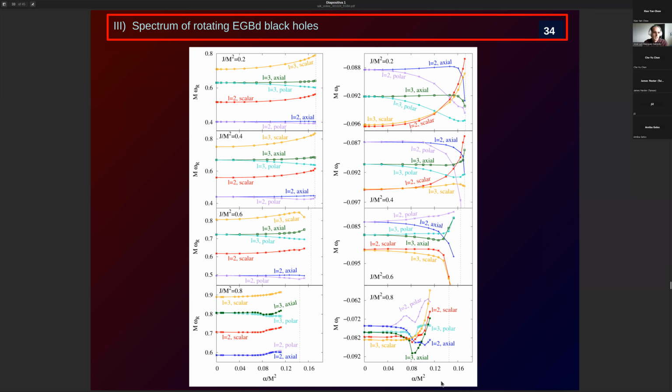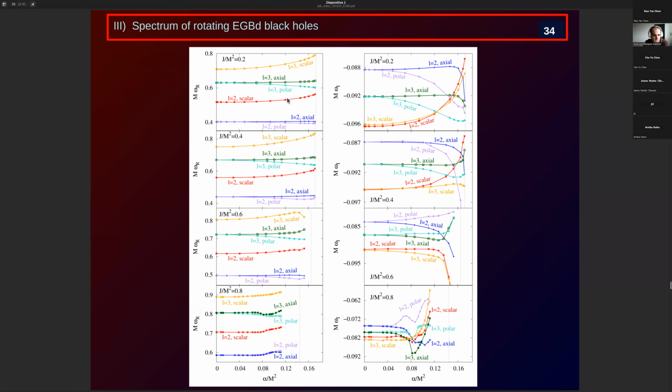Okay. For example, let's look at this one. These are solutions that are all spinning with J over M squared equal to 0.4. And for example, consider the case where alpha is equal to 0. Alpha equal to 0 means we have Kerr. So these points here are the Kerr modes for L equals 2 polar and axial, as you can see, coincide, isospectrality. Then you have the L equals 2 scalar mode, and then for L equals 3 axial and polar, also isospectrality, L equals 3 scalar, bam. And if you continue, you have more.